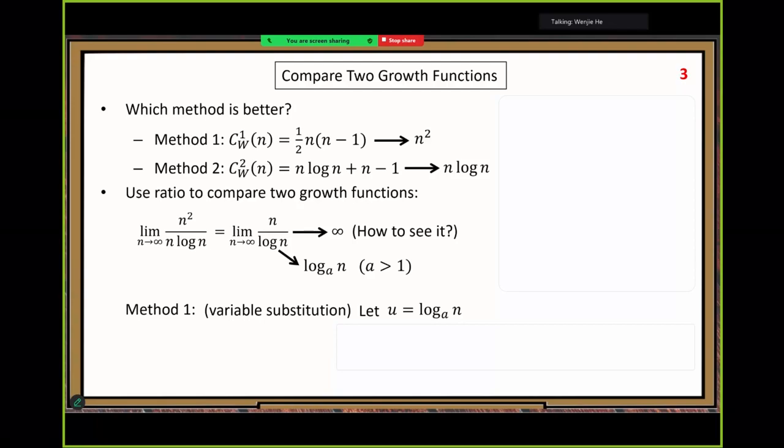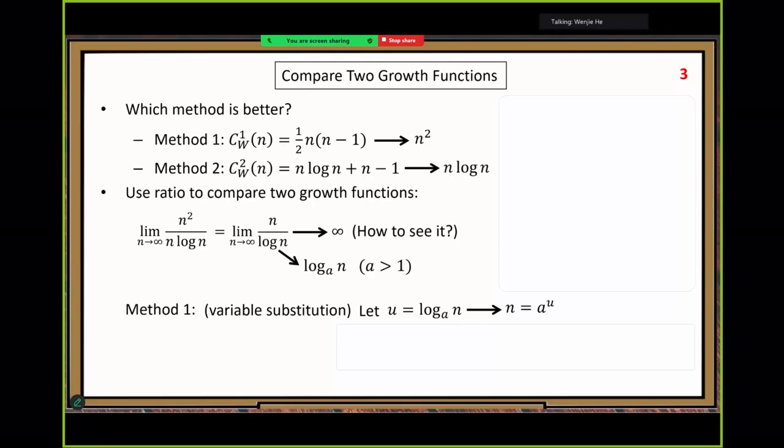After this variable substitution, by the definition of the log function, we have n equals a to the u, exponential. We use the exponential function, a to the u, to represent it. That's based on the definition of the log function.